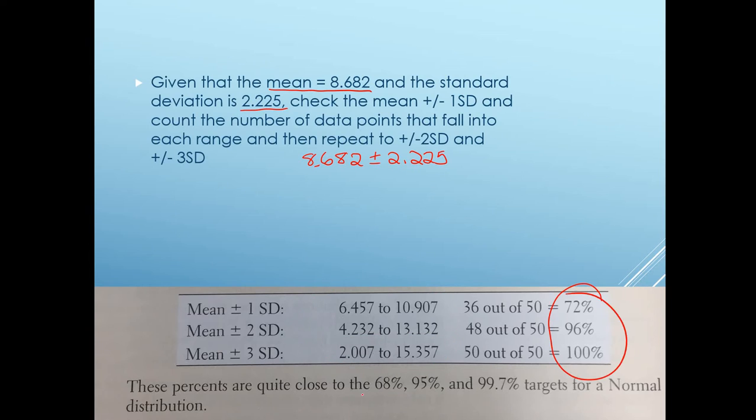And if you look at these percentages, they match pretty well with the empirical rule. It's not going to be perfect. It's data, nothing's going to match exactly what's there, but it's close enough to say our data distribution is approximately normal.